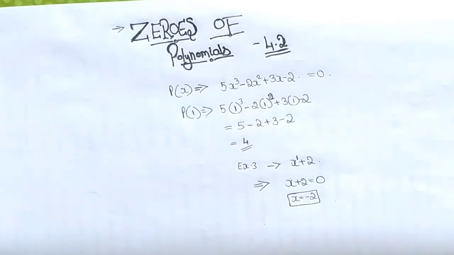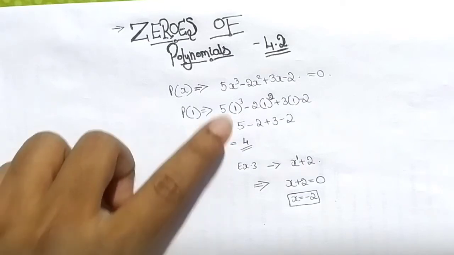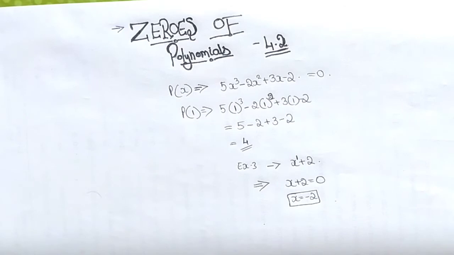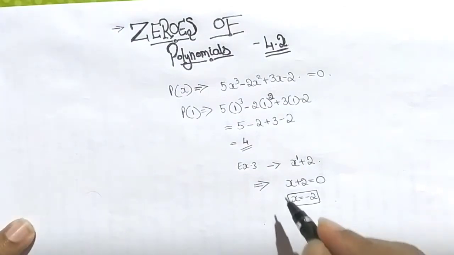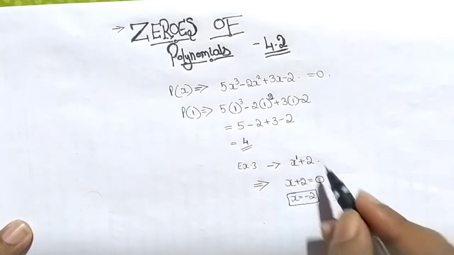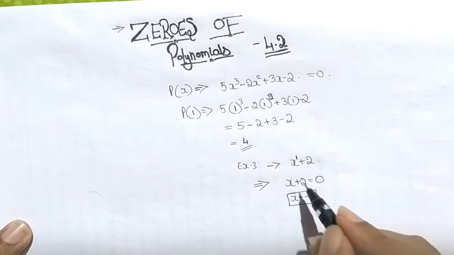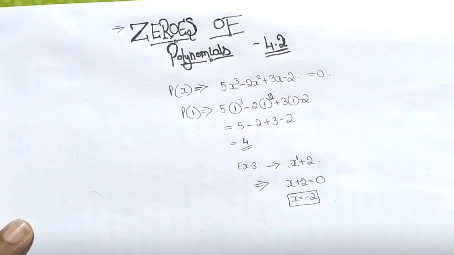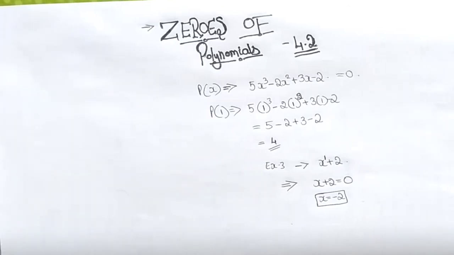So you need to go with finding the factors with the remainder theorem, or you need to reduce the degree with the help of factorization. Then it will be helpful for you to find the value of a zero of a polynomial. Here the example given is simple, with linear degree, so it's possible. Now moving on with the exercise part, let us take exercise 4.2.